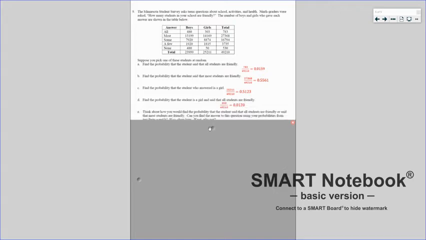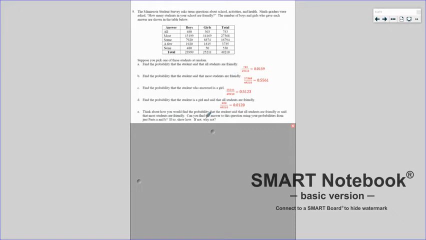All right, think about how you would find the probability that the student said that all students are friendly or said that most students are friendly. Can you find the answer to the question just using your probabilities from parts A and B? If so, how? If not, why not?